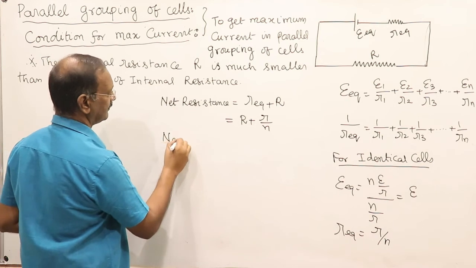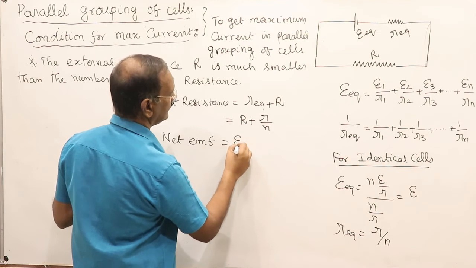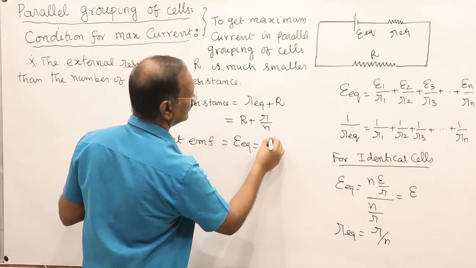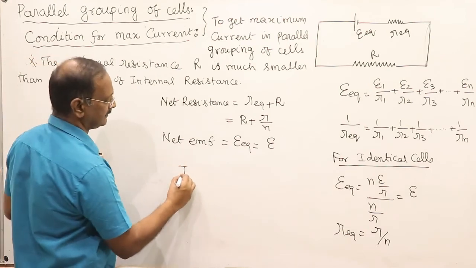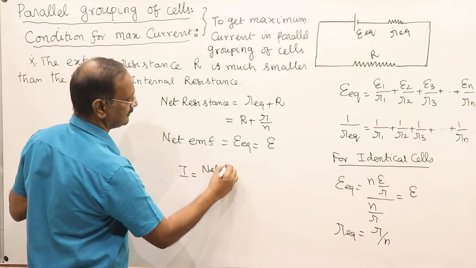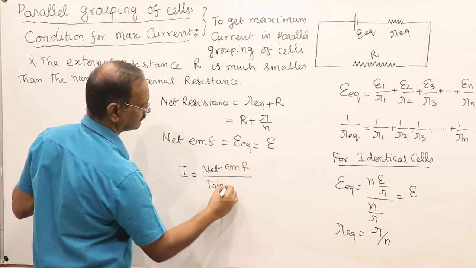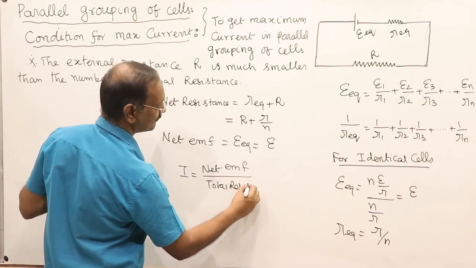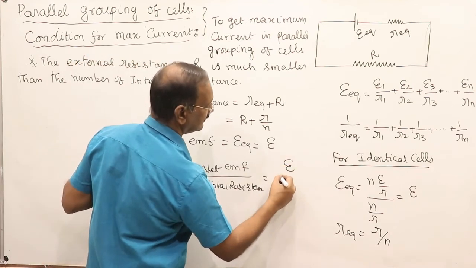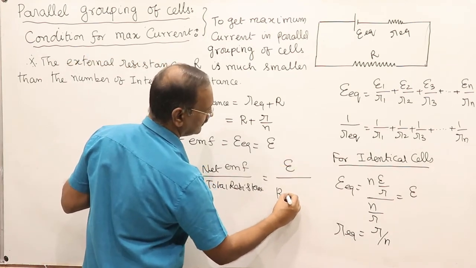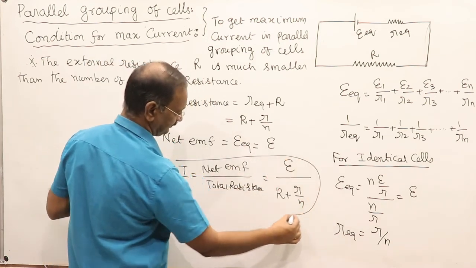And net EMF, the total EMF, is equal to E equivalent, which is equal to the EMF of a single cell alone. Therefore current is equal to net EMF divided by total resistance, that is I equals E divided by R plus r by n. This is the expression for current.